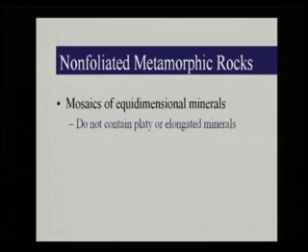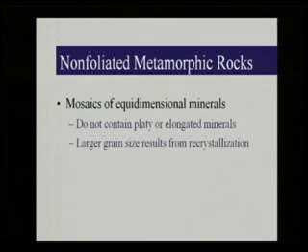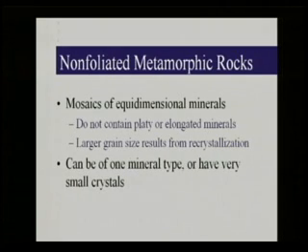We have non-foliated metamorphic rocks, so we can't really rely on that foliated texture. Instead, we're looking at mosaics of equidimensional minerals. They do not contain platy or elongated minerals, so what we do tend to see are larger crystals or larger grain sizes that result from recrystallization. Our non-foliated metamorphic rocks can be of one mineral type. For example, quartzite is formed from quartz.